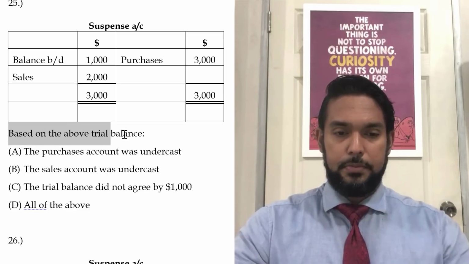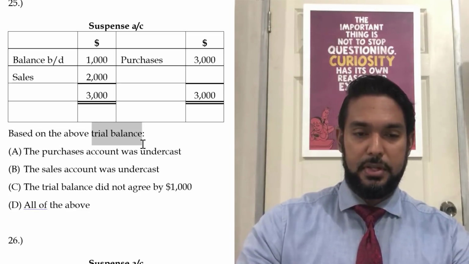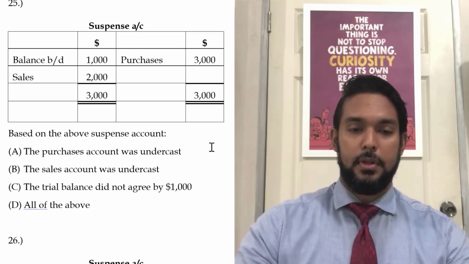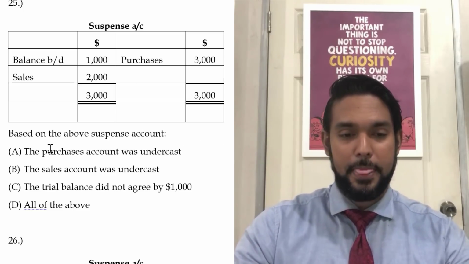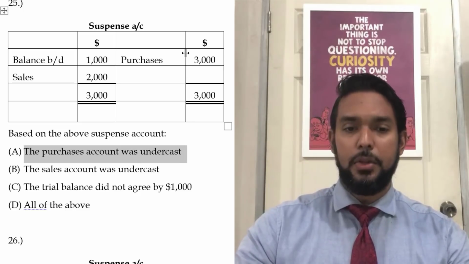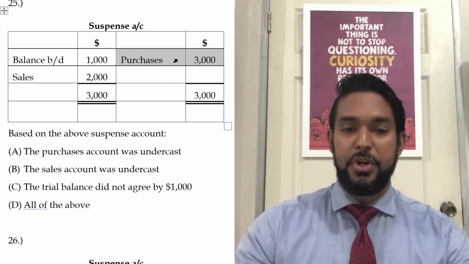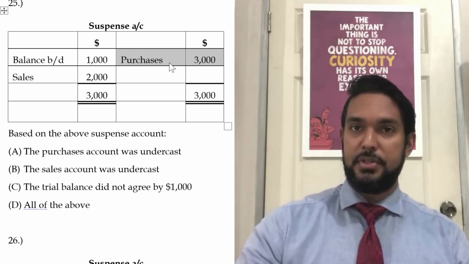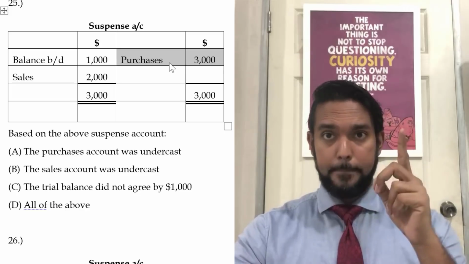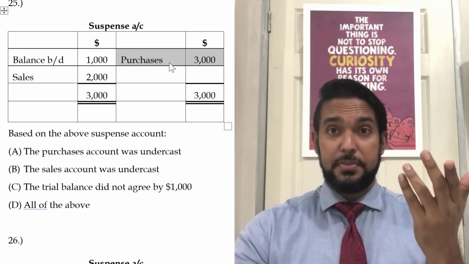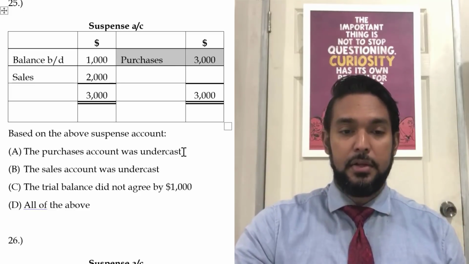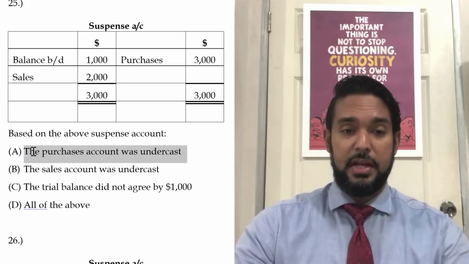So based on the above, oh, this shouldn't say trial balance. This should say suspense account. So based on the above suspense account, the purchases account was undercast. So how do we tell that? Well, let's look at the entry. We credited suspense and debited purchases. Purchases is an expense. If we debit an expense, it goes up. That means it would increase. And we would want it to increase if it was undercast. So yeah, purchases probably was undercast.